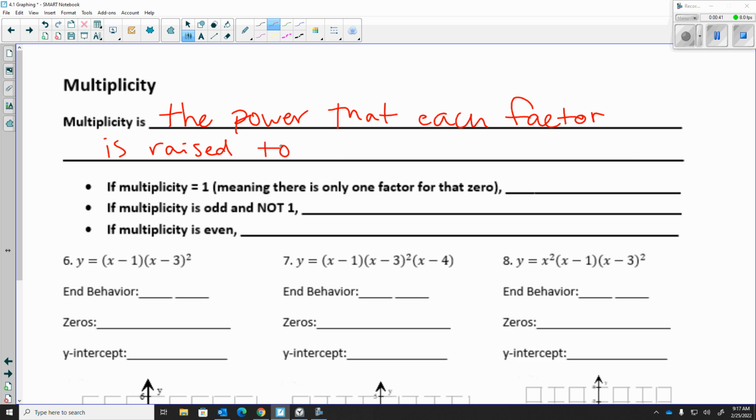So, let's look at this one for a quick example. Remember, each of these pieces we consider a factor because it's in factored form. We talk about the multiplicity of each one of those factors, and it's the power that factor is raised to. So this one, x minus 3, is raised to a power of 2. So I would say that this factor has a multiplicity of 2. Does that make a little sense?